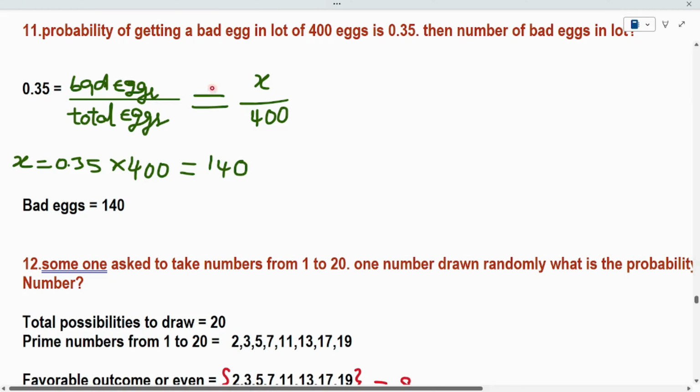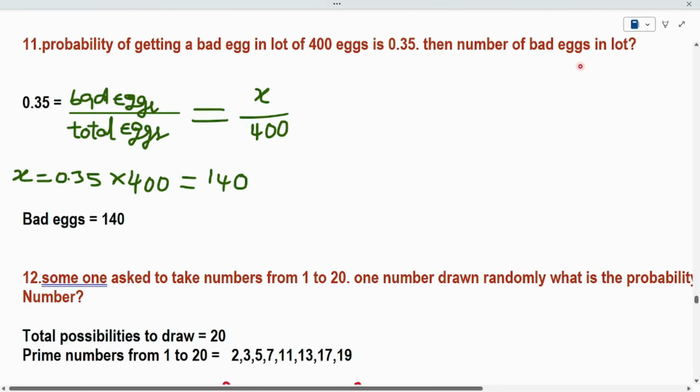Question number 11. Probability of getting a bad egg in a lot of 400 eggs is 0.35. Then find the number of bad eggs in the lot. A person has 400 eggs, and his probability of getting a bad egg is 0.35. How many bad eggs are there in those 400 eggs? That's the question. We know that probability equals event by sample space. So as per the data, probability 0.35 equals event by total possibilities.